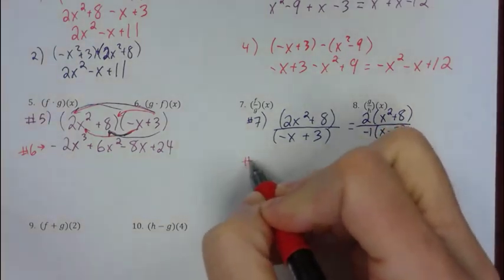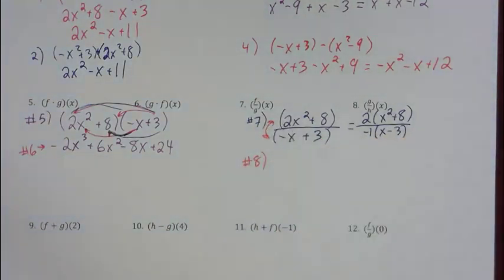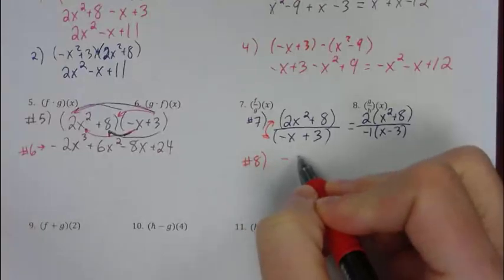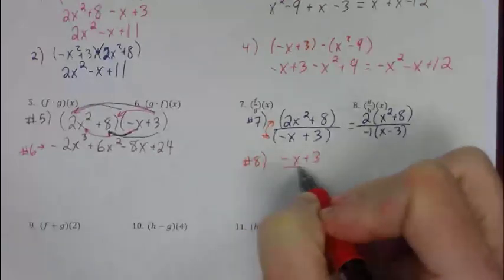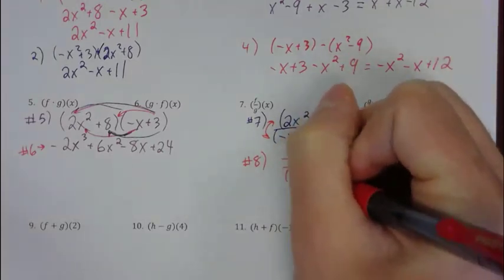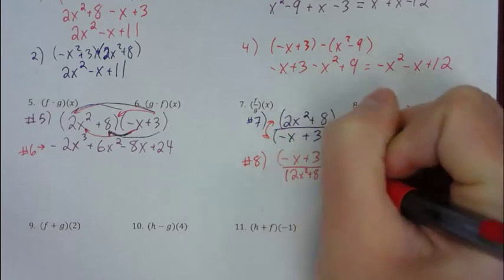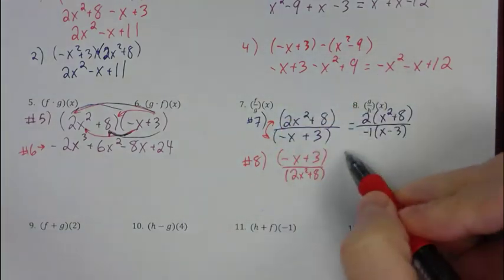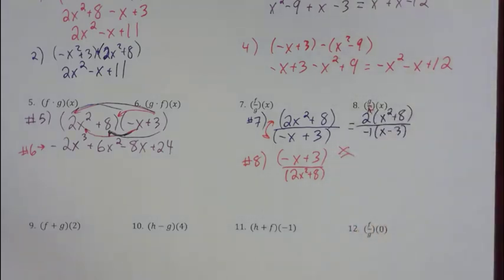In number 8, if we flipped our fraction upside down, we would have g, negative x plus 3, being divided by f, which is 2x squared plus 8. Obviously, that is different. Those are not equal to each other. So we can assume that division is not the same backwards and forwards.